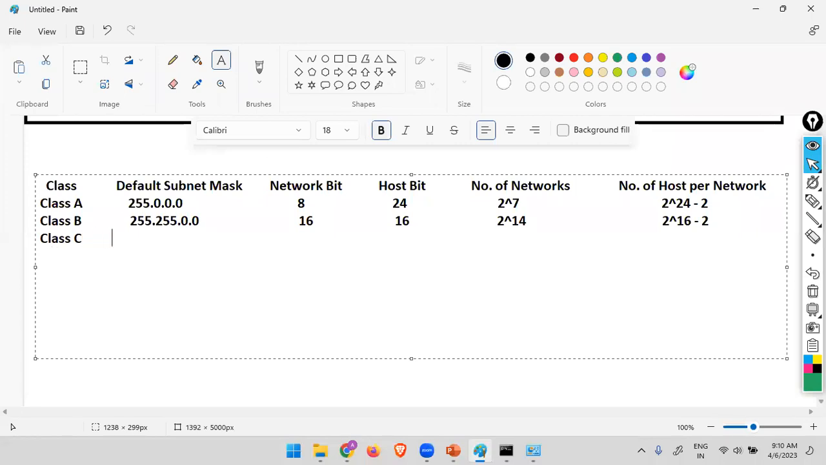Class C. 255.255.255.0. This is 24 network bits, host bits 8. Number of networks 2 raised to power 21. And here 2 raised to power 8 minus 2.